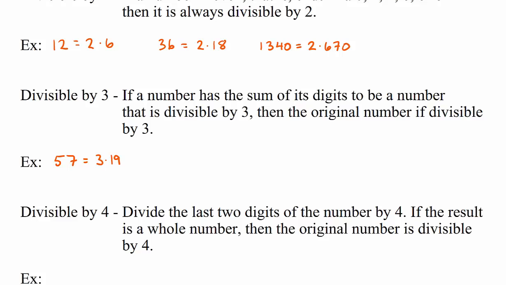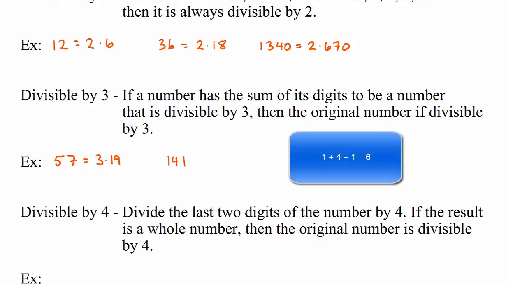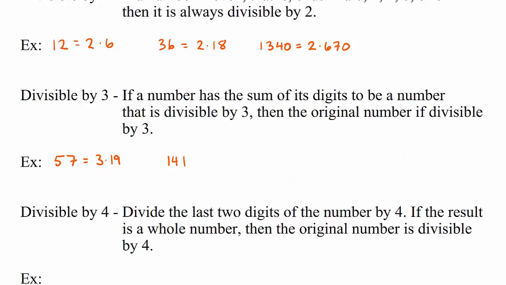Let me give you another example, say 141. If I add up the 1, the 4, and the 1, I will get 6. 6 is divisible by 3. Therefore, I know that 141 is divisible by 3, and it happens to be 3 times 47.